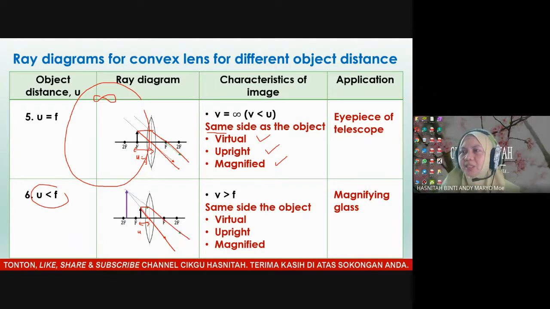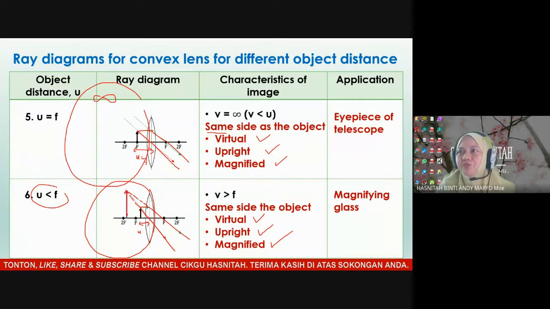For this case, you will find the lines will intersect at this side. So this is where the image is formed. It is formed on the same side as the object, so we call the image virtual. And it is formed above the principal axis, so it is upright, and it is magnified.